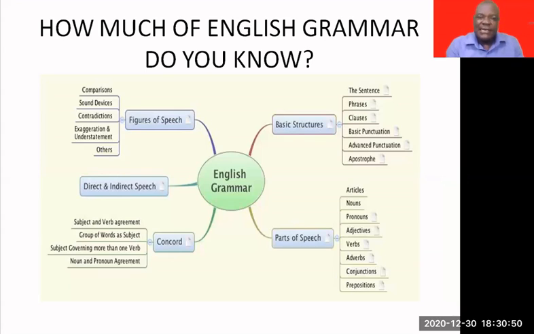Then we have direct and indirect speech. Of course, we have figures of speech, figures of comparisons, sound devices, contradictions, exaggeration and understatement, and others. These are aspects of English grammar.